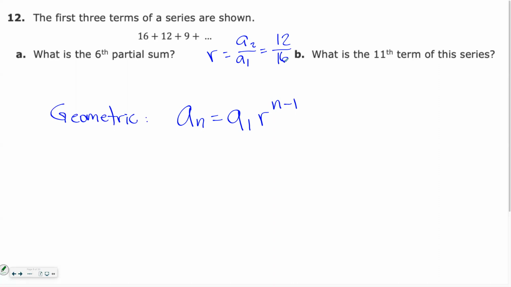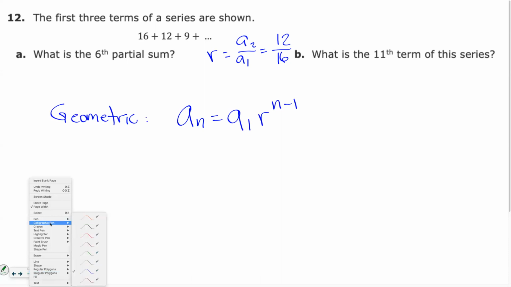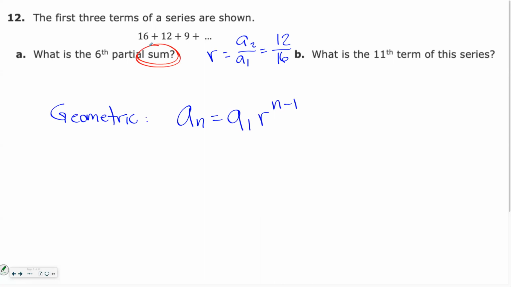It says, what is the sixth partial sum? If you want to find a sum, what's your acronym? SAN, but this is not a D. What do we use this time? An R, so it's going to be SAN R. The S stands for change something to a sigma. What do I change to the sigma? The AN equals. That part is going to become the sigma.